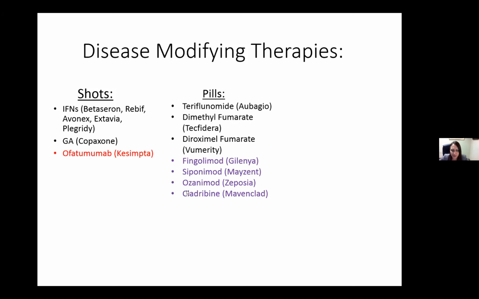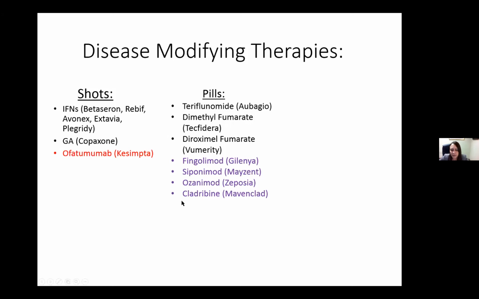The S1P receptor inhibitors or modulators, which include fingolimod, siponimod, and ozanimod down here, those medications all work in the same way. They work in a very clever way by trapping the lymphocytes inside of the lymph nodes, all right? And those have some infection risks with them, but especially siponimod or Mayzent may have some benefit in secondary progressive MS. It's slowing down progression, okay?